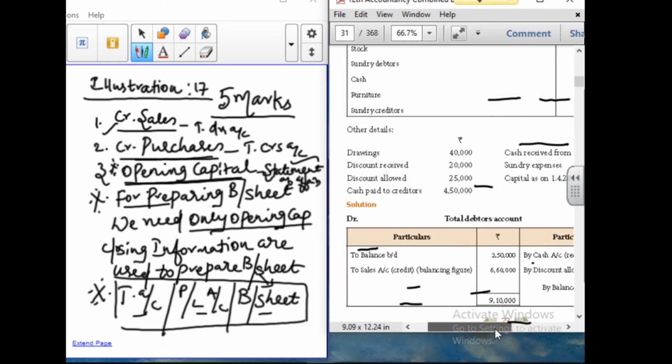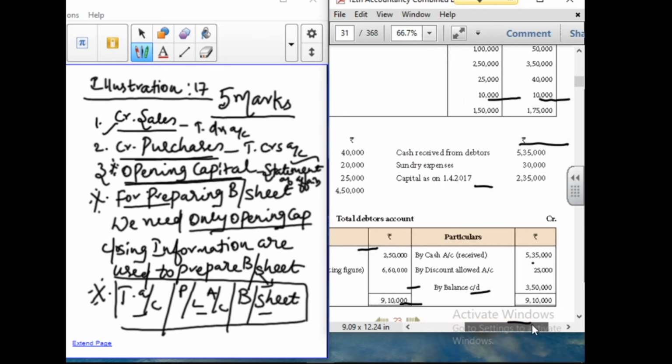Here the amount of sundry creditors is 1,50,000 and 1,75,000. 1,50,000 is your opening and 1,75,000 is your closing. Opening comes under the credit side, closing comes under the debit side. This is the available information. With this we are going to transfer it.